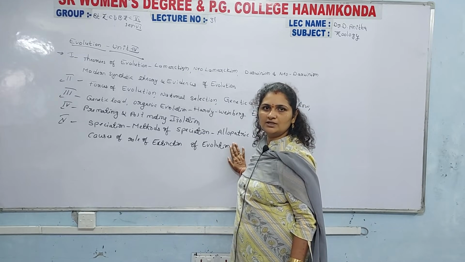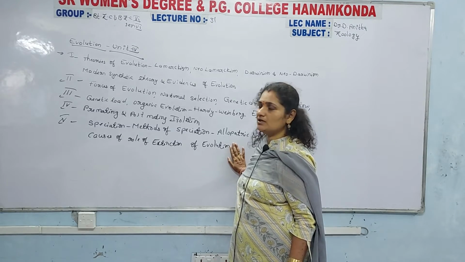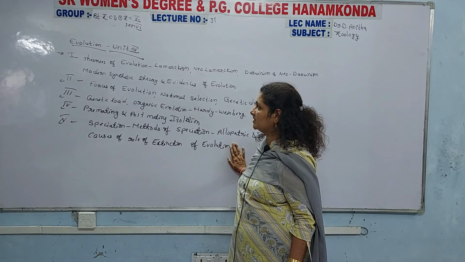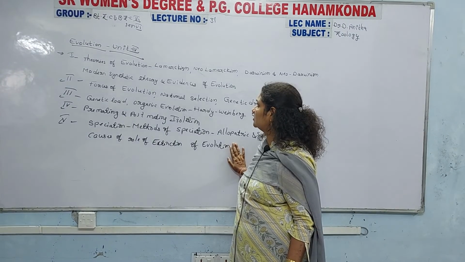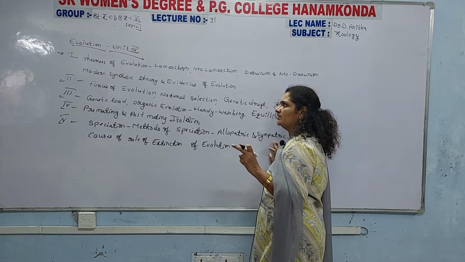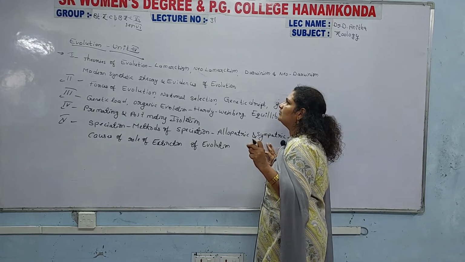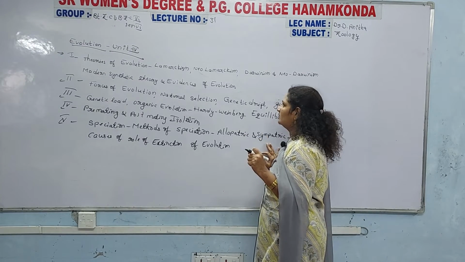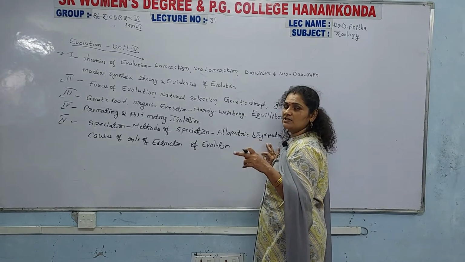Why? Because the third unit is a very short unit, and only one important essay question is there, but here in unit 4, that is the theories of evolution, many important questions are included. Mainly they ask you to write individually about Lamarckism and Neo-Lamarckism. Otherwise, they ask you to write Darwinism or Neo-Darwinism for the essay.